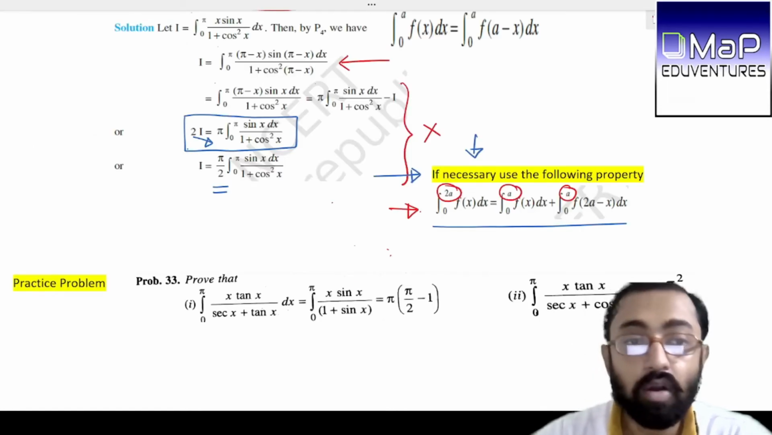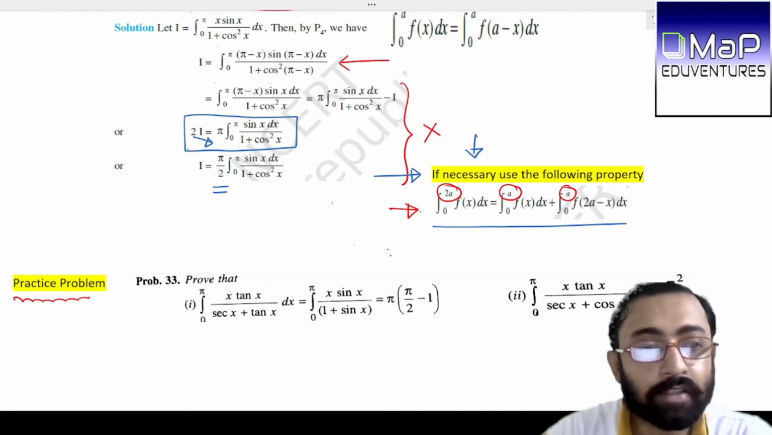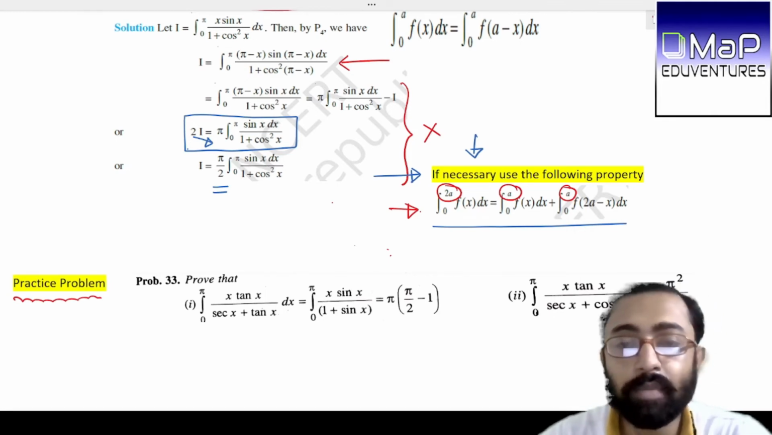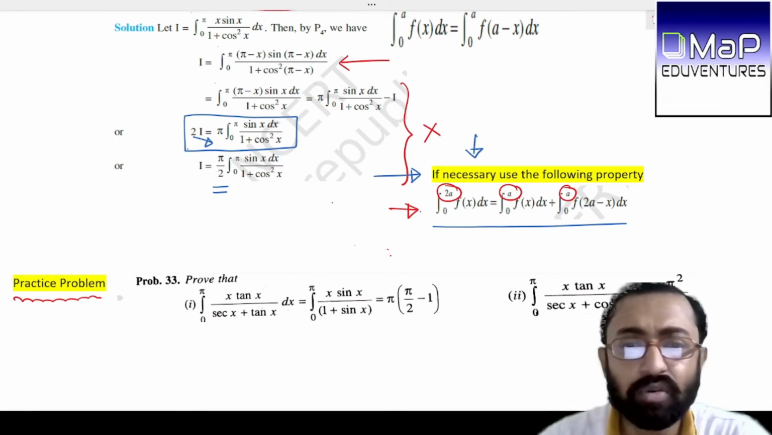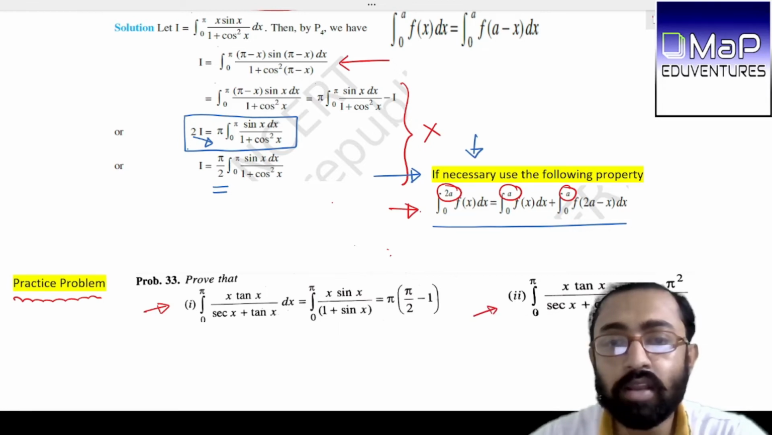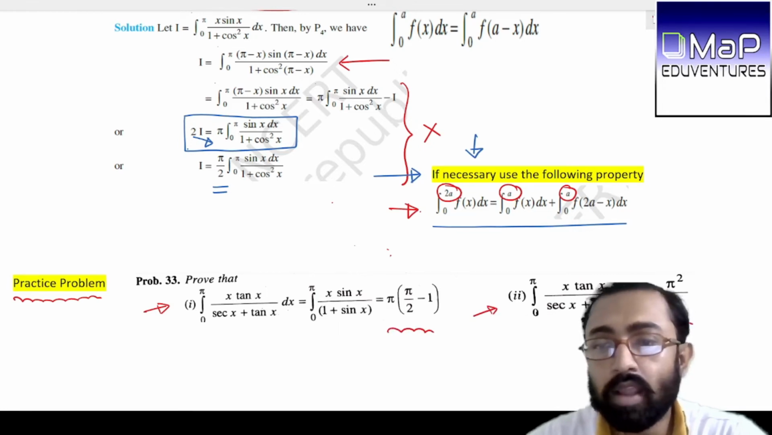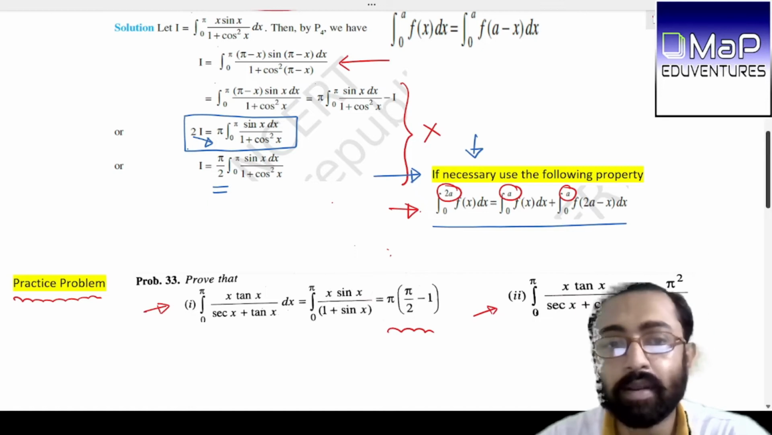Before that, here are practice problems. Because the NCERT does not have them here, these are two questions. So you can practice from these two questions. What result you should have, try them at home.